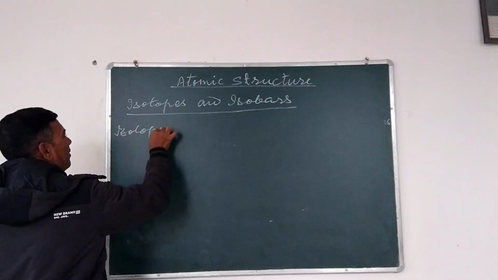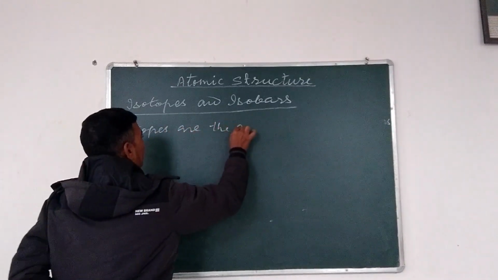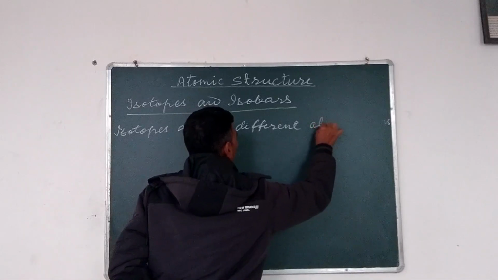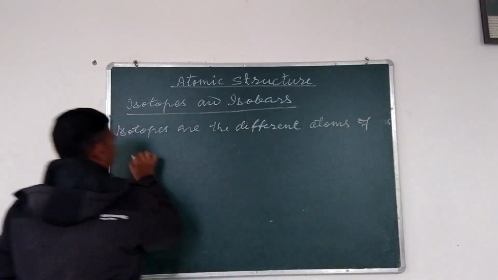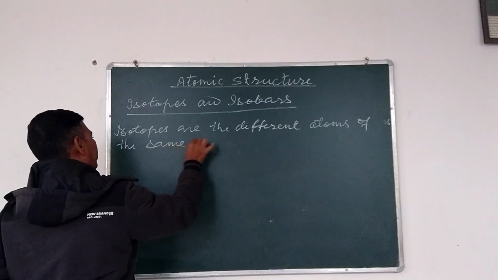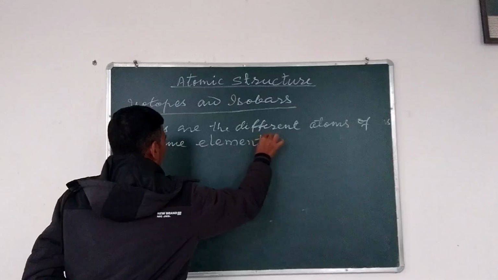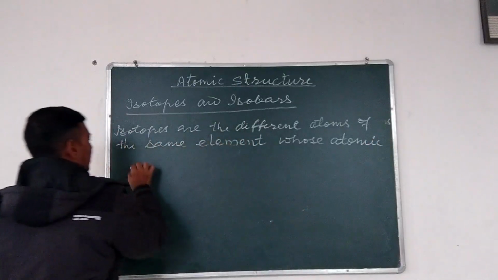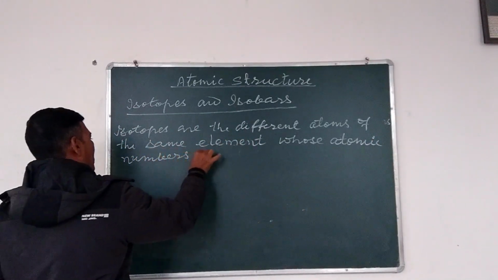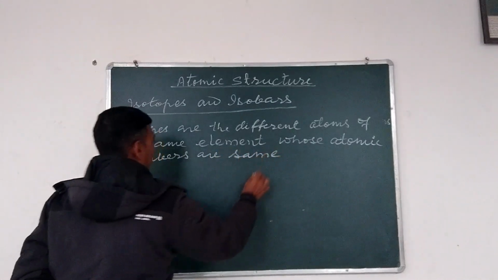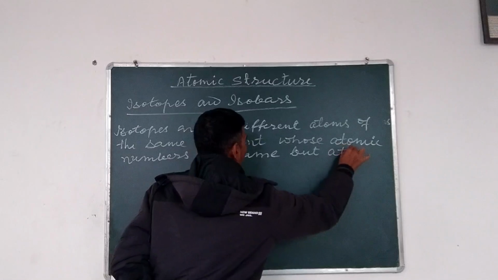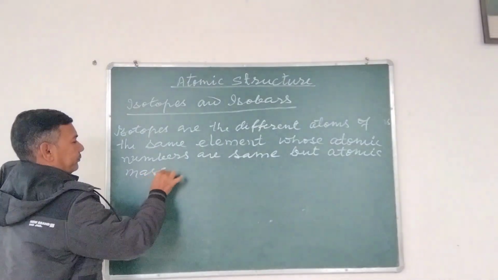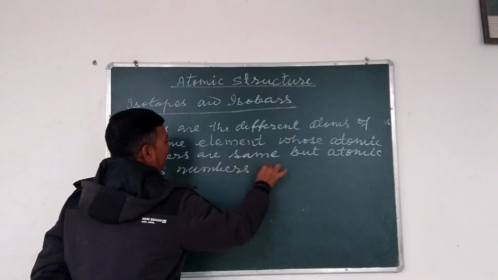Isotopes are the different atoms of the same element whose atomic numbers are same, but atomic mass numbers are different.